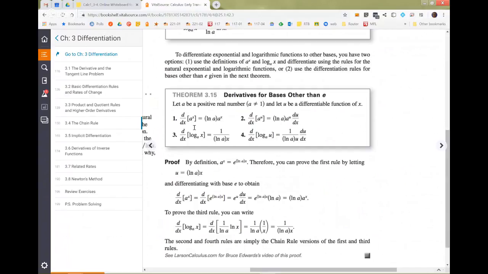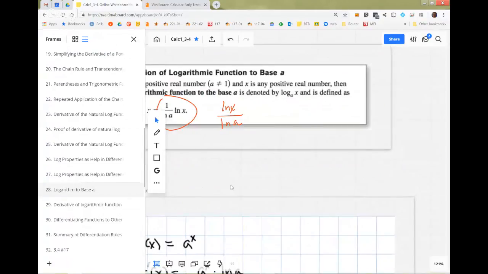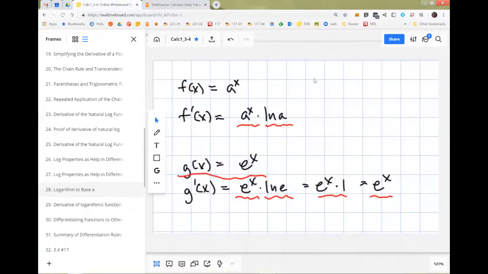So what's the derivative of any constant to the x power, no matter what the base? It's itself, just like e to the x. What's the derivative of e to the x? Itself. What's the derivative of a to the x? Itself times the natural log of its base. And by the way, here it is again. What's the derivative of any letter to the x power? Itself, here you can see I wrote that, times the natural log of its base.